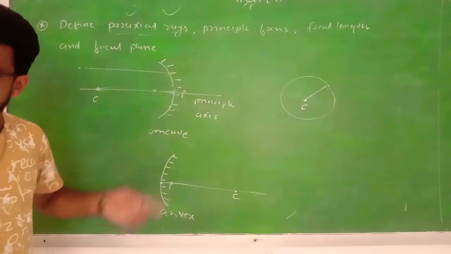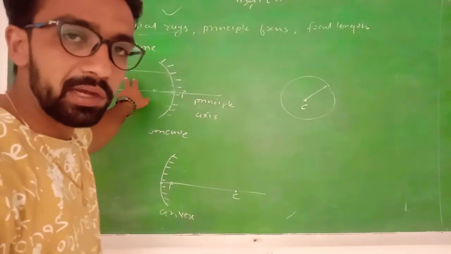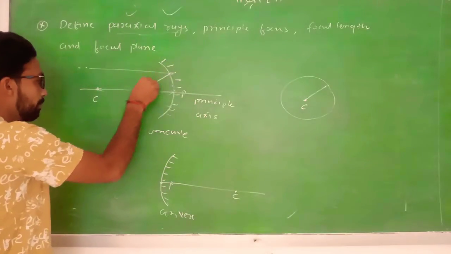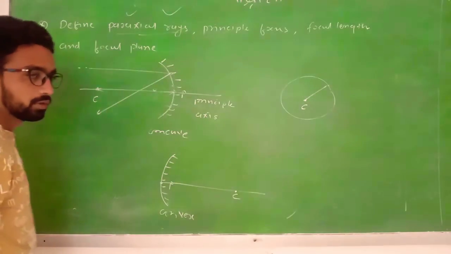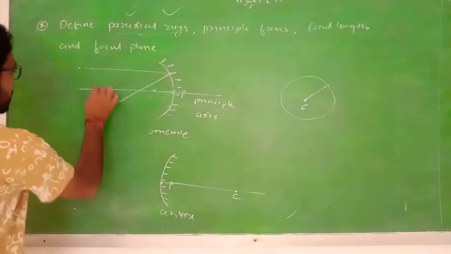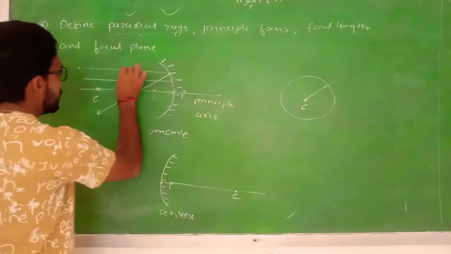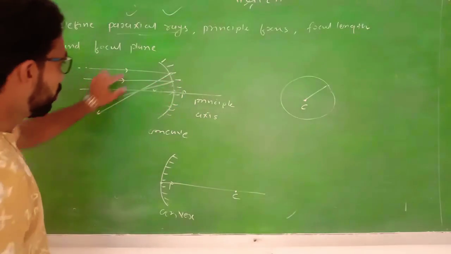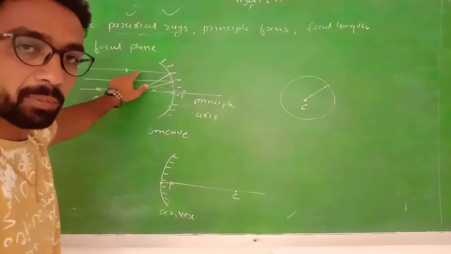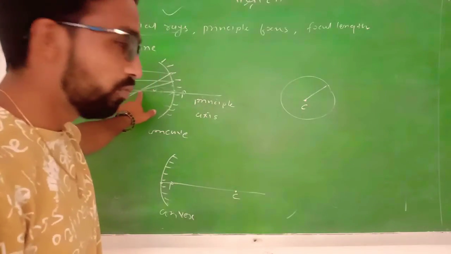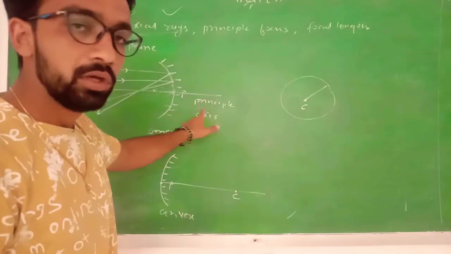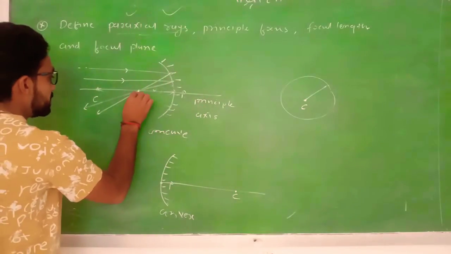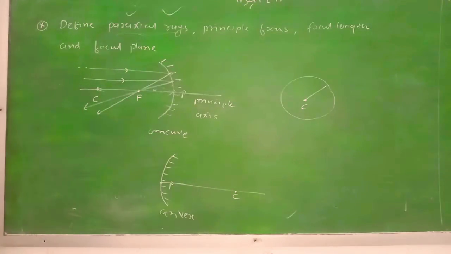Here we have considered this parallel ray coming from infinite distance. When incident on this mirror, after reflection the ray passes through this point. Consider one more ray, suppose this one. This is the incident ray. After reflection, the ray passes through this point. So all parallel rays, after reflection, pass through one point on the principal axis. This point is known as the principal focus, which is denoted by F.